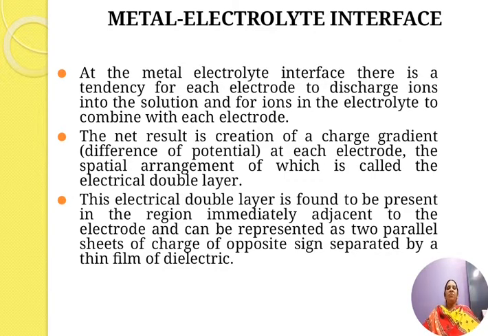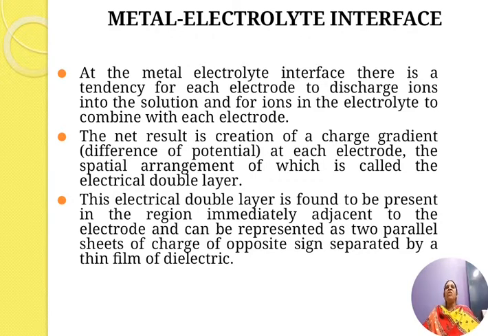At the metal electrolyte interface, there is a tendency for each electrode to discharge ions into the solution and for ions in the electrolyte to combine with each electrode. So there is always a tendency for each electrode to discharge ions into the solution and for ions in the electrolyte to combine with each electrode. The net result is creating a charge gradient. Gradient means difference of potential. So a charge gradient is created at each electrode.